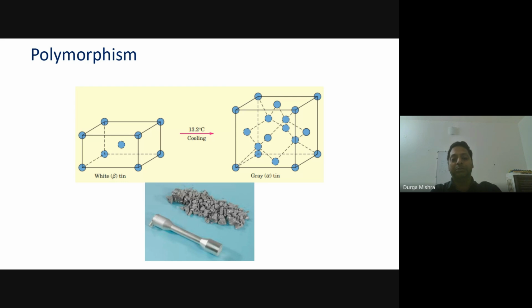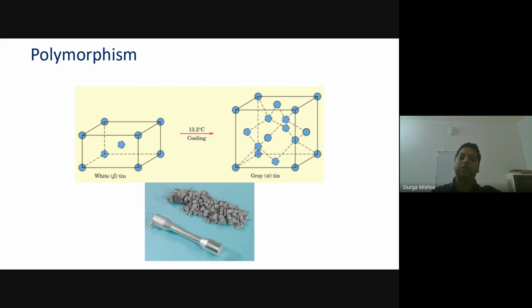So on the bottom you see a figure. The white tin, which is in the form of a structure, once you cool it down, just becomes brittle and easily breaks. So again you see how the structure affects the properties, and this structure here is because there is tin, only tin, nothing else. But how they are arranged decides the property.